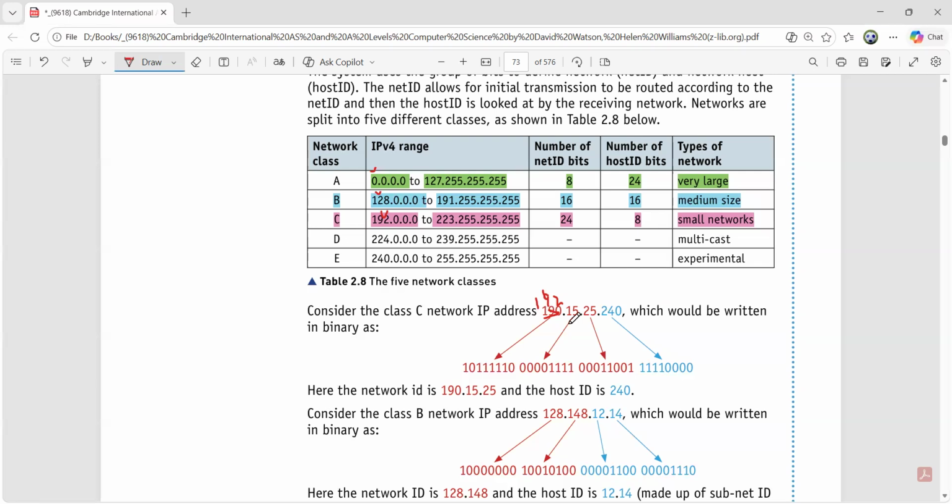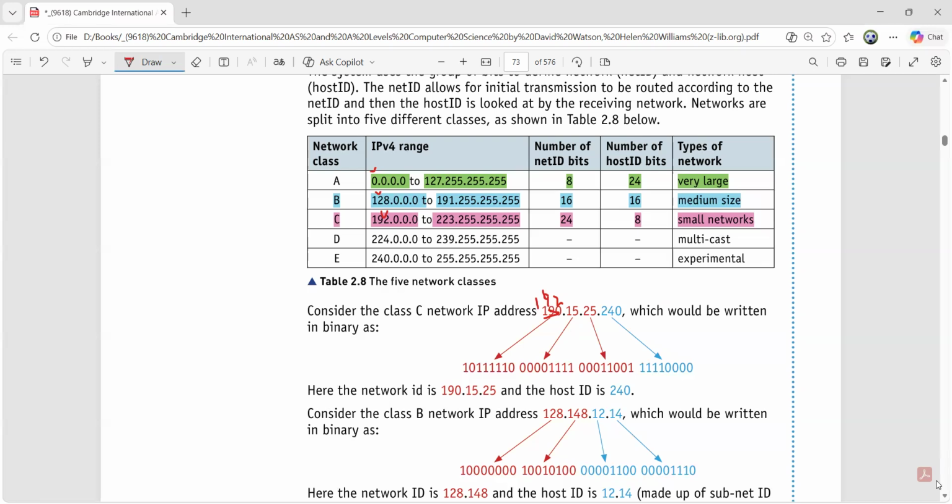and the last value is going to denote the host, or you can say my computer. If I'm a part of the class C network, my net ID will be the same as my colleagues', but the host ID will be different. Like I may have 240, my colleague has 241, another one will have 242. In this manner, the host IDs will be changing, and they denote the individual computer. Just an example: 240 is mine, 241 is someone else's, 242 is someone else's, and that is a smaller network.